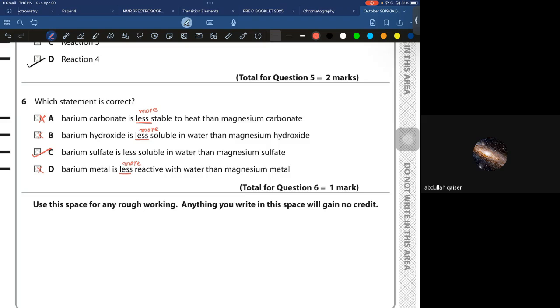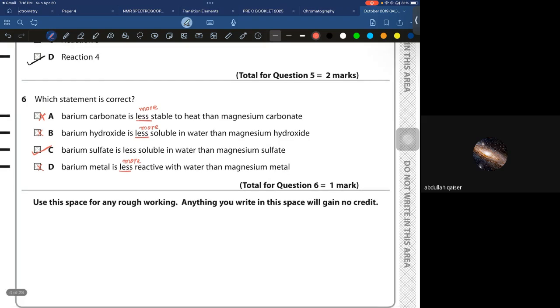You must know the trend. I told you at that time as well that you must know the trend. Why? Because sulfate solubility increases or decreases. It depends on certain factors like hydration enthalpy, but you must know the trend only, the solubility of sulfate and the solubility of hydroxide. Solubility of sulfate increases down the group, right? No, decreases down the group.